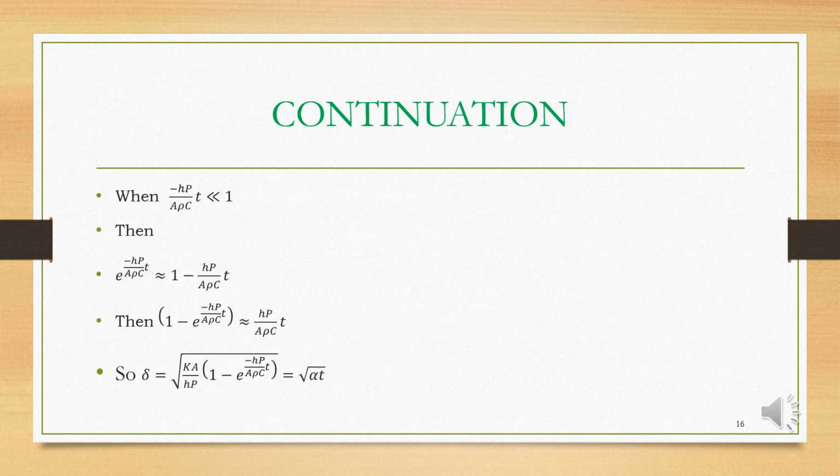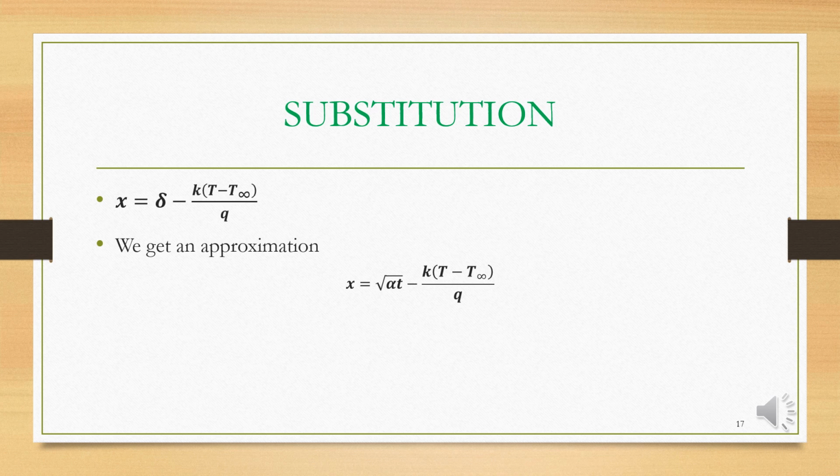Now looking at the expression of lambda, it involves an exponential. We can approximate this exponential to first order: exponential negative hpt over area c is approximately 1 minus hp over area c times t. Again, 1 minus exponential negative hpt over area c is approximately hp over area c times t. Substituting this approximation in lambda, we end up with lambda equal to the square root of thermal diffusivity times the time t. Substituting this expression for lambda into the equation, we get x equal to the square root of thermal diffusivity times t, plus a negative intercept.